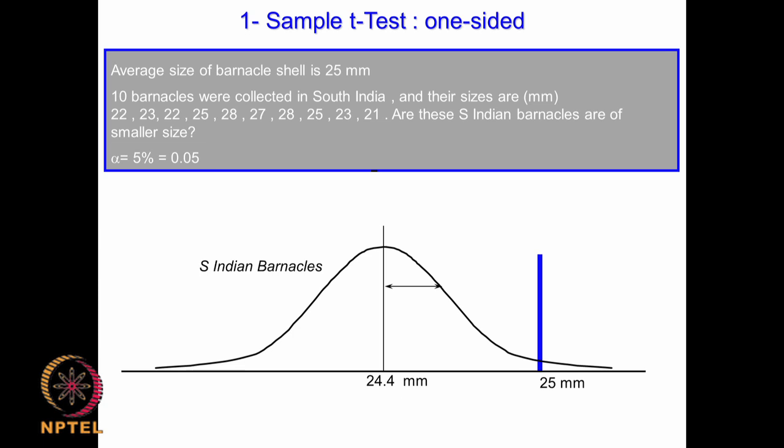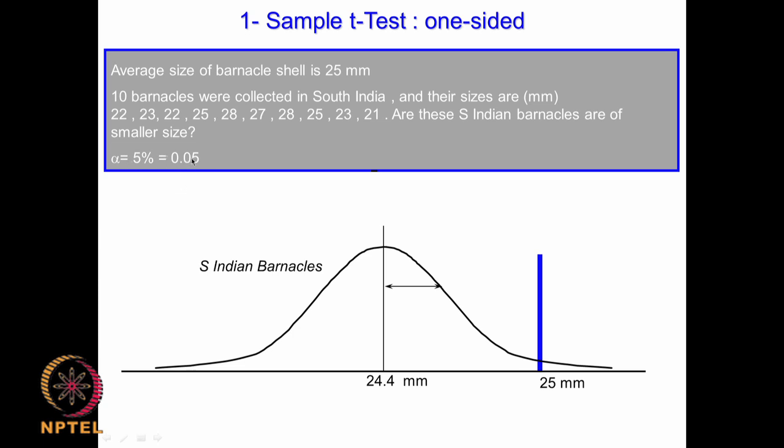The first problem is called the one sample T-test one sided. Okay. So, the average size of barnacle shells is 25 mm. You know what is a barnacle, right? It is a marine organism, it has got a shell, it gets attached using a glue to hard surfaces, and then it feeds on it. Okay. So, it has got a shell and average size is 25 mm. Now, we have collected 10 barnacles in South India and we got their sizes. Okay. These are the sizes. Now, are these South Indian barnacles of smaller size? Okay. That is the question, or they are of greater size.